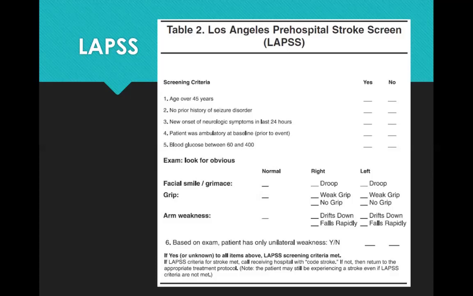And then arm weakness, that's going after that drift. Ask them to lift their arms straight out in front of them and hold that for a little bit, not a full minute, and just see what happens. Do we have equal, symmetrical movement, or is one of the arms drifting down or falling rapidly, unable to maintain that strength?